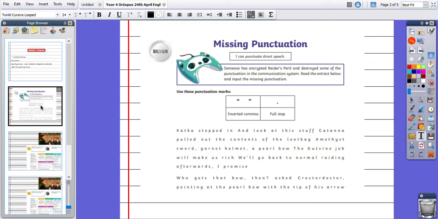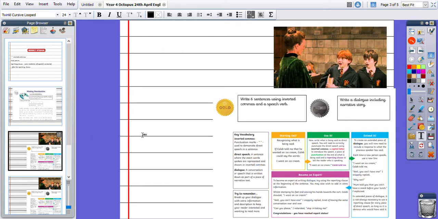Okay, so have a listen again if you need to. Use the tone of my voice to think about where the full stops need to be and where you need to use inverted commas. Remembering that if there is a new speaker, you need to use inverted commas a second time. So for your gold task, you are going to be writing 6 sentences using inverted commas and speech verbs.